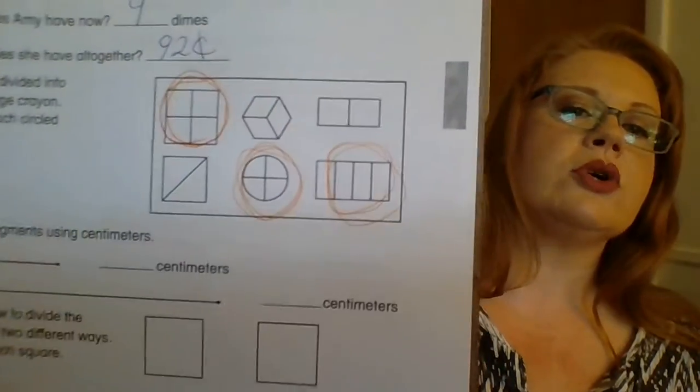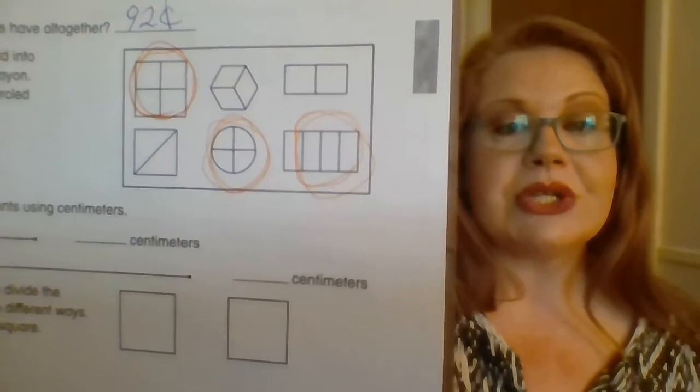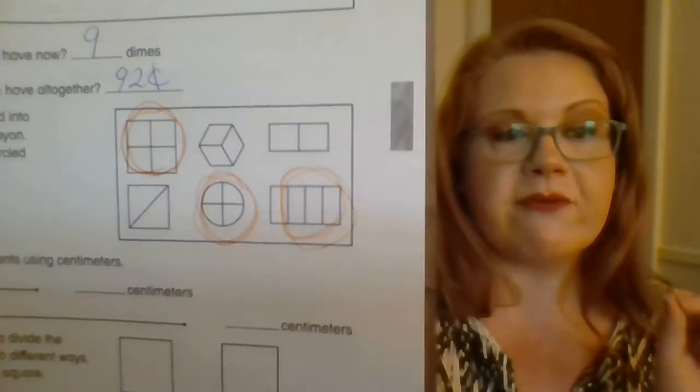They ask us to do one more thing now. They want us to color 1/4 of each circled shape orange. So we circled the ones that are divided into fourths. Now they want us to use that orange crayon to fill in one of the fourths for each shape. So do that. So you'll have 1/4 colored orange.